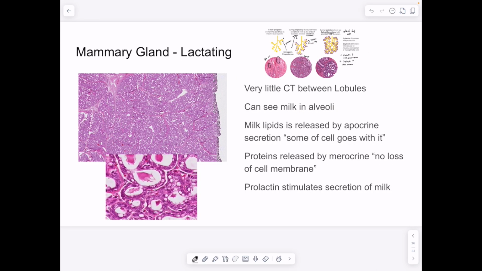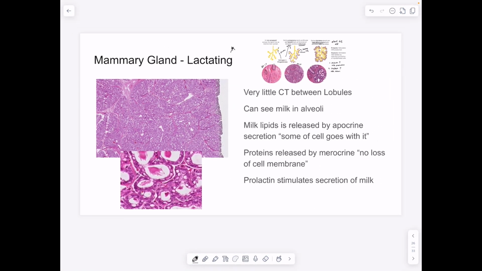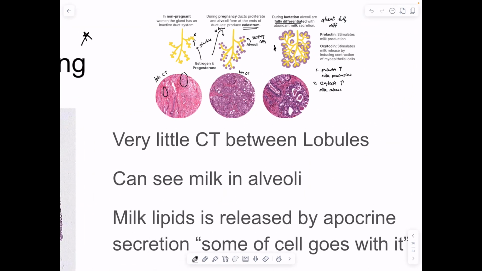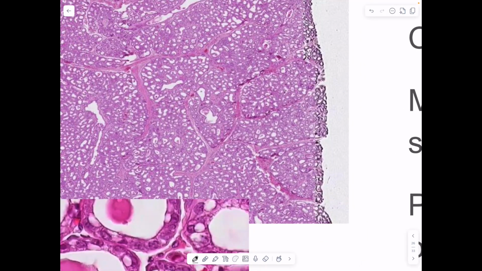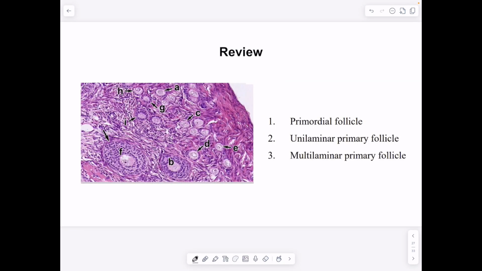All right, here's lactating. Notice how the adipose tissue is not nearly as prevalent, and you have a whole lot of gland overall. You zoom in, you can also see a lot of milk. So this would be lactating. Here's milk. And a reminder that milk lipids are released by apocrine secretion, where some of the cell goes with it, and then proteins are merocrine secretion, no loss of cell membrane. And again, prolactin stimulates the production of milk.